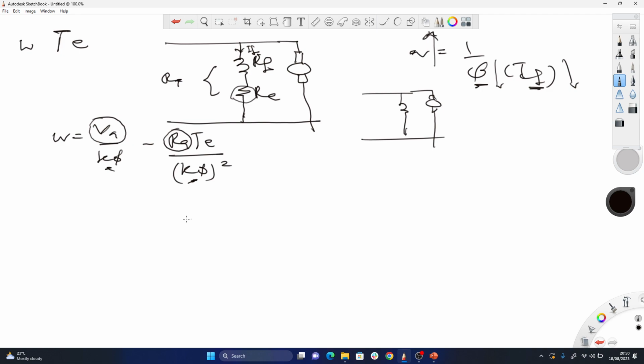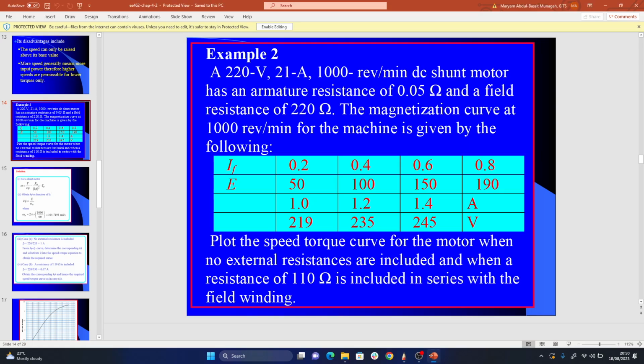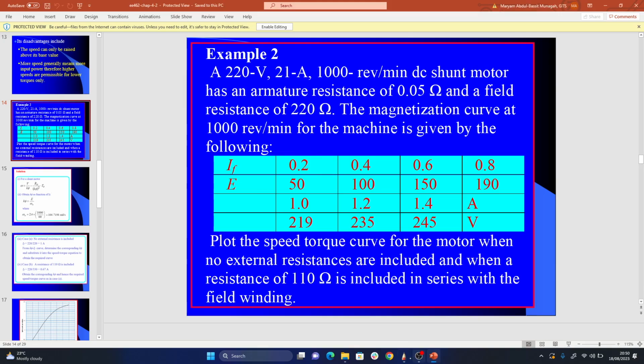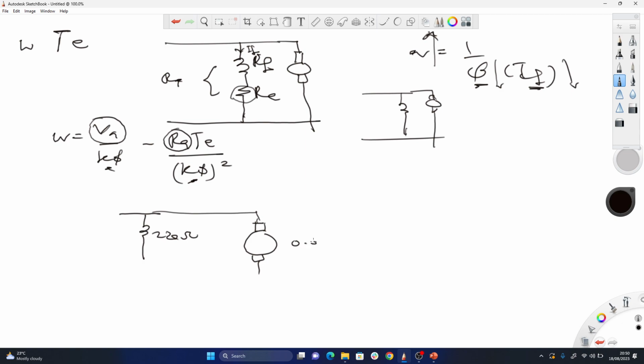I want to find K phi. I have the shunt motor like this. What is the value of my RF? My RF is 220 ohm. My RA is 0.05 ohm. My voltage supply here is 220 volts.